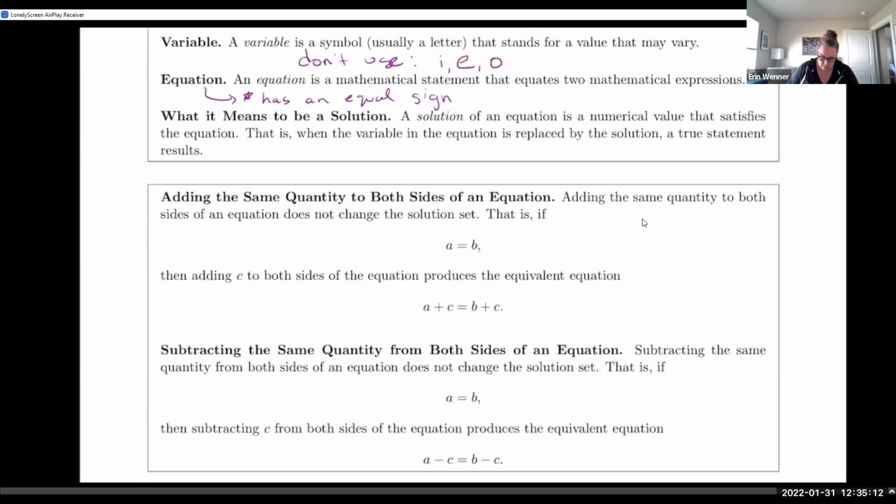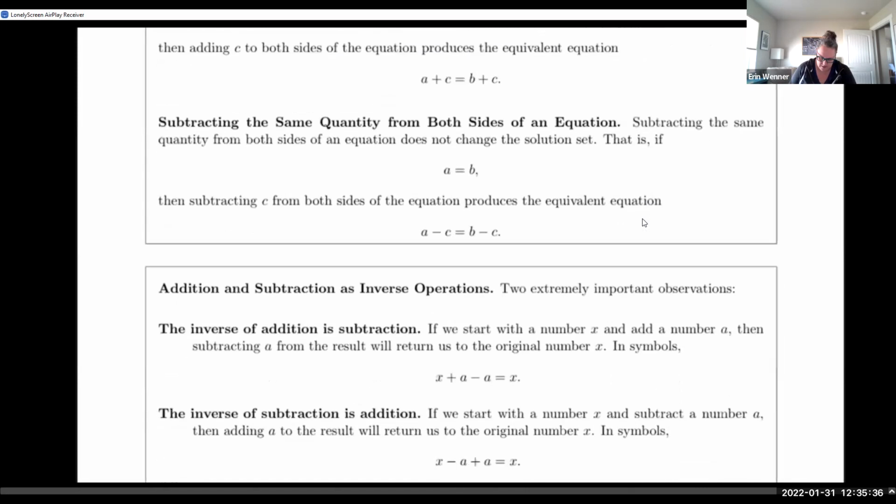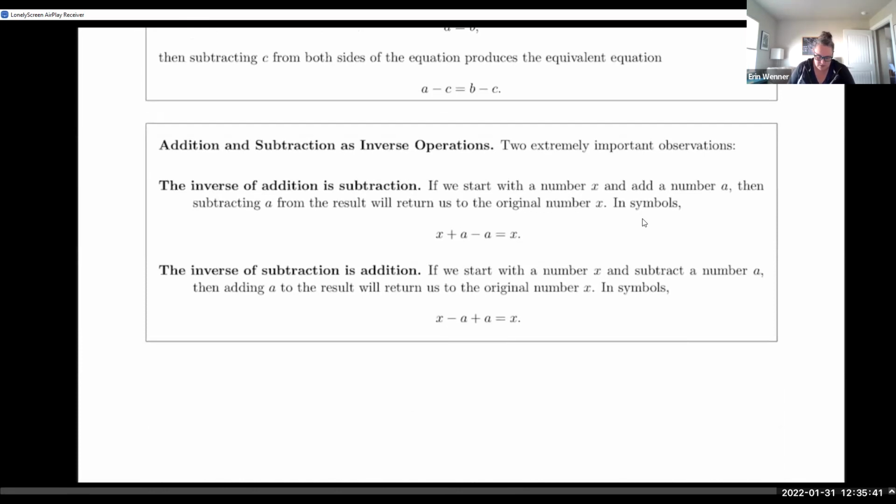So, some basic ways to solve equations. We can add the same quantity to both sides. You can see if A equals B, then adding the amount C to both sides doesn't change the equality of A and B. Or you can subtract the amount from both sides. Addition and subtraction are inverse operations. The inverse of addition is subtraction. If we start with the number x and add a number a, and then subtract a from the result, we'll get back to the original.